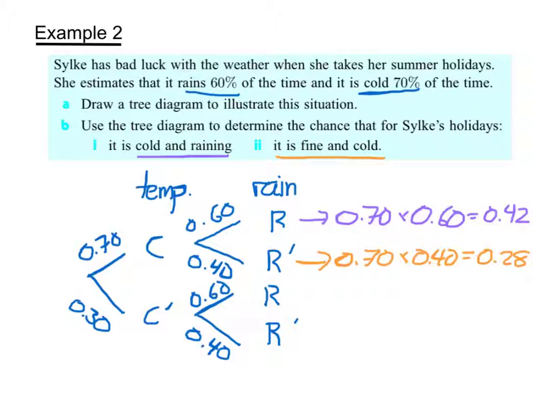So again, just to highlight the paths here, and sometimes it's useful to use arrows. We have cold and rainy for the first question, and we have cold and not rainy for the second question.